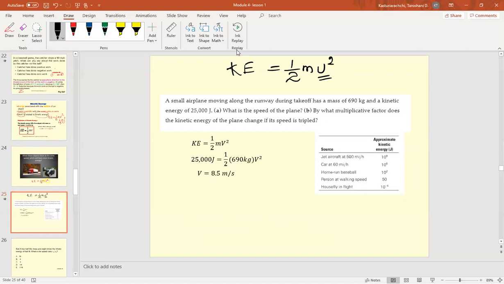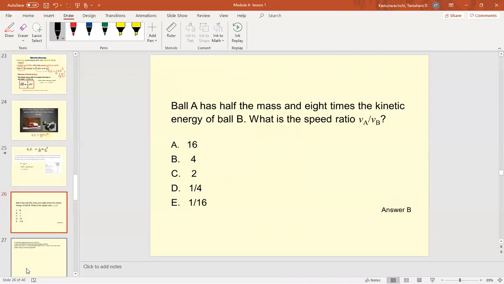If you are walking, given your mass and your speed, you get about 50 joules. A car at 60 miles per hour, okay, it's a pretty big number, then you square it, right, and you get 10 to the power 6. Okay, so let's look at here.